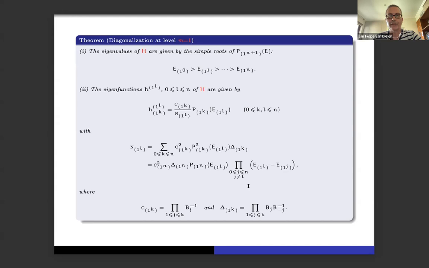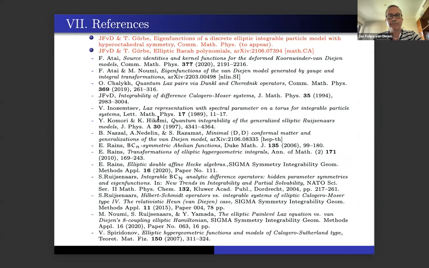To close, here are some references. This talk is based on the first two references. The rank one case is in this paper on elliptic Ruijsenaars polynomials, which is on the arXiv, and the other paper is also on the arXiv, but should appear. And here is some related literature, not about the discrete model, but more in general. There are these papers by Hasegawa and Kajihara, where some special eigenfunctions are constructed in general, and much more. Chalykh's paper I mentioned about the quantum Lax pair, Inozemtsev's paper, Komori and Hikami concerning quantum integrability. Basically, these are all papers I mentioned in the text somewhere. So that's it. That's all I can tell you.